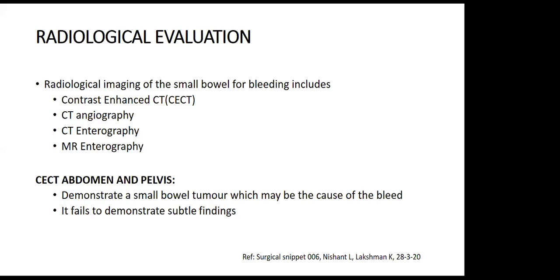Okay, sir. Continue. Radiological imaging of small bowel obscure bleeding includes contrast enhanced CT, CT angiography, CT enterography and MR angiography. The contrast enhanced CT helps to demonstrate small bowel tumors which may be the cause of the bleed, but it fails to demonstrate subtle findings.